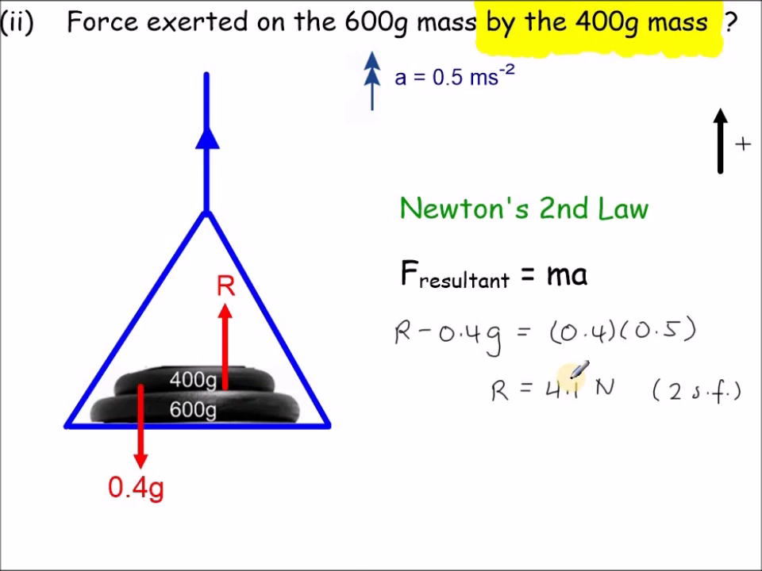So the 400 gram mass is pushing down on the 600 gram mass with a force of magnitude 4.1 newtons, and the 600 gram mass is pushing upwards on the 400 gram mass with a force of 4.1 newtons. It's the same force but in opposite directions. It's the third law, the equal and opposite force.